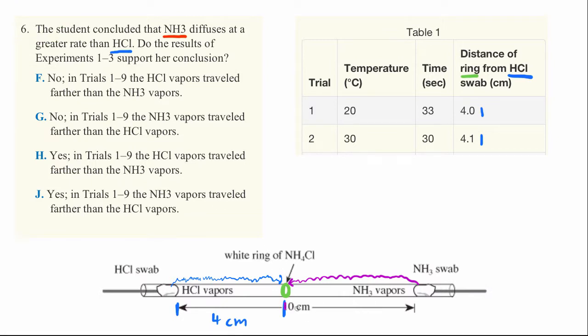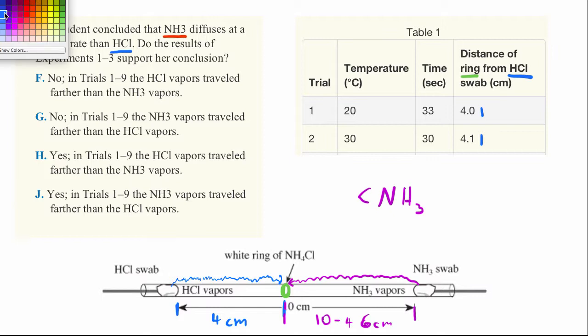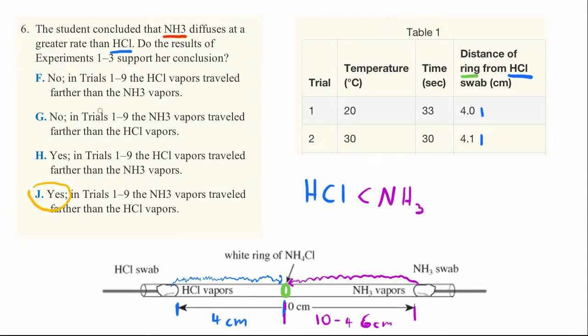And so we can figure out how far NH3 traveled in that same time. So it traveled from its swab to the center of the ring at 10 minus 4, or 6 centimeters. And so we know NH3 is traveling farther and faster than HCl. And that leads us to the correct answer, which is J. Yes, NH3 moves at a greater rate, it moves faster, and we know that because the NH3 vapors traveled farther.